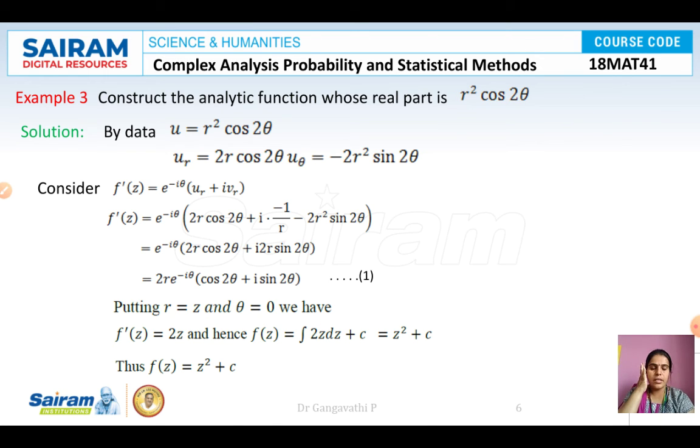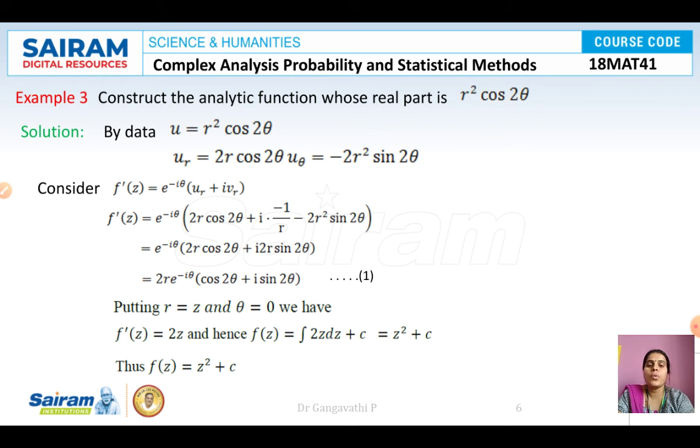Now let us see another example. Construct the analytic function whose real part is r square cos 2 theta, which is in polar form. So be careful, in the beginning we have to identify it. u has been given, which is r square cos 2 theta. Differentiate u partially with respect to r and theta. So u r is 2r cos 2 theta. And u theta, differentiation of u with respect to theta, is r square as it is, differentiation of cos is minus sine 2 theta, and 2 because of the differentiation of the inner term.